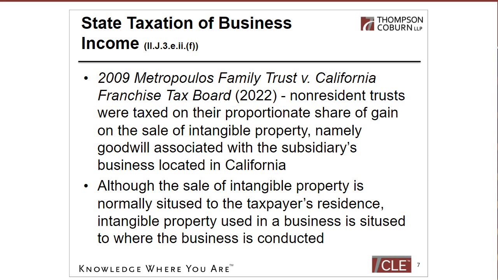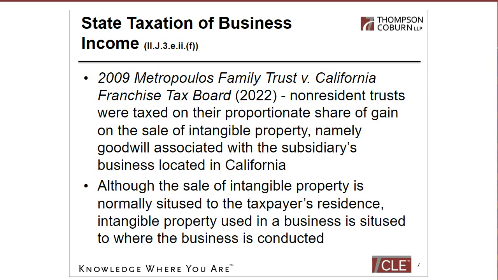When you have a business that's conducted in a state, there are various apportionment factors, and each state has its own factor. There's several types of common formulas that are used, but those factors depend on which state you're in as to which factors they use. And there is a way, which I'll mention in a little bit, to avoid getting double taxed on it. But the bottom line is that if you're using intangible property in a business, that intangible property is situs to where the business is conducted.